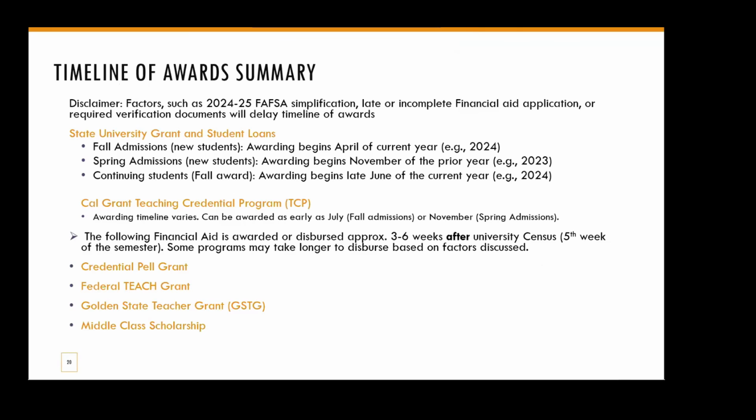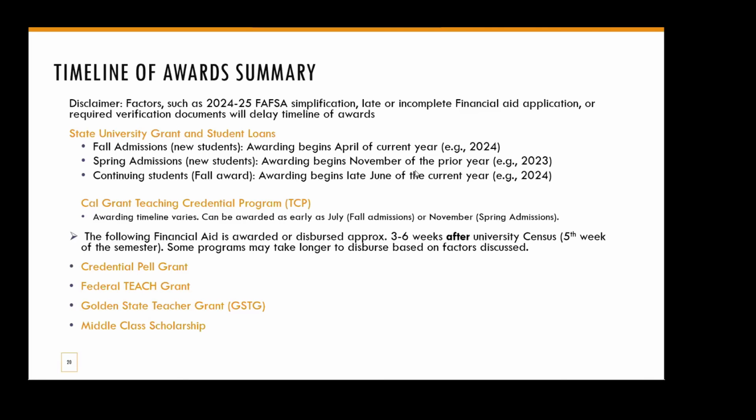Okay, and then this is just a summary of the timeline of the awards. The state university grant and the student loans, as I discussed, for students starting the fall semester, we begin awarding in April. Spring admissions for new students, we begin awarding November of the prior year. Continuing students, this is for awards in the fall, we begin awarding in June.